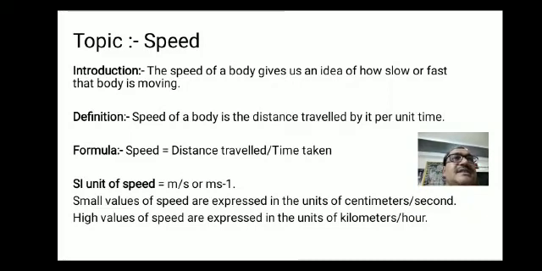Suppose the distance is very small, say 5 centimeter, and for covering 5 centimeter it takes 5 seconds. So we can write 5 centimeter per 5 seconds. If the distance is greater, let's take the example of the distance between Surat and Bombay, approximately 300 kilometer, and it takes 5 hours. So we can write 300 kilometer per 5 hours.